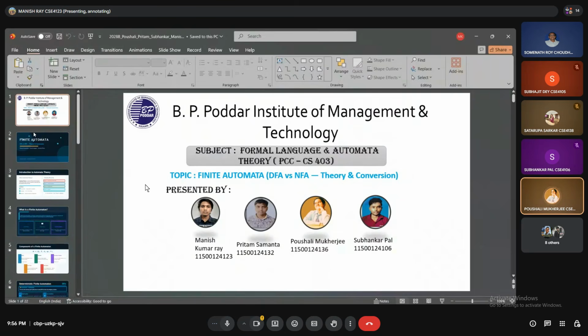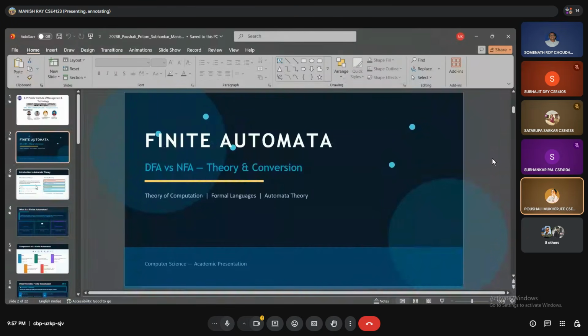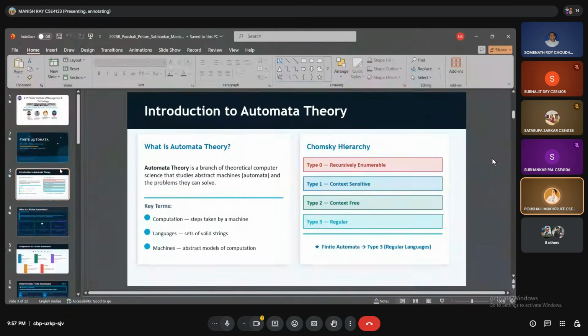Thank you. Finite automata, DFA versus NFA, theory and conversion. I myself, Kaushali Mukherjee, will start to present this slide first. Manish, please change the slide. In the next slide, we will cover the key differences and NFA to DFA conversion with certain examples.